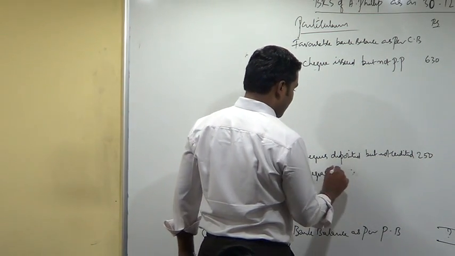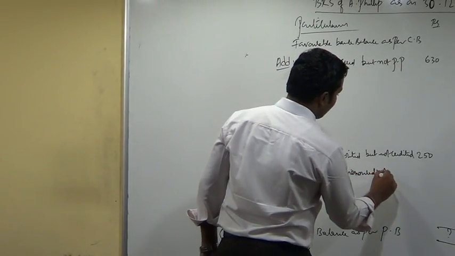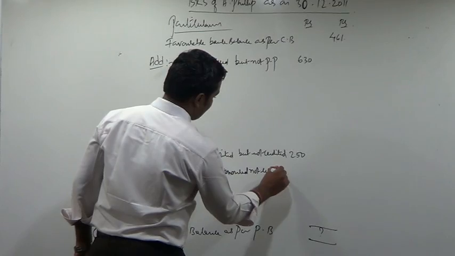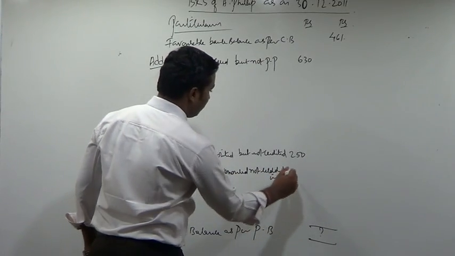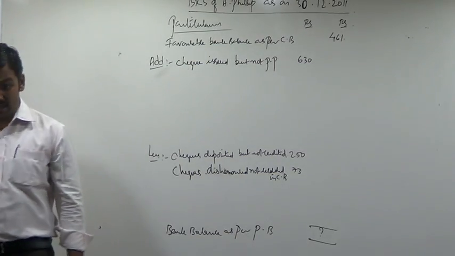Check dishonored, not recorded in cash book. How much amount? 73. What has not been recorded? Check receipt or check dishonored? Check dishonored.